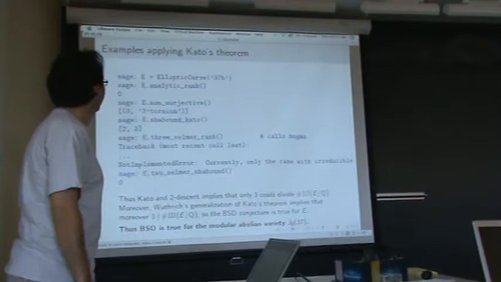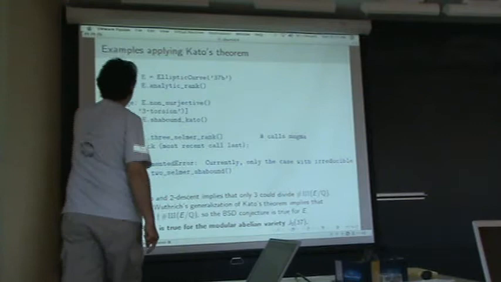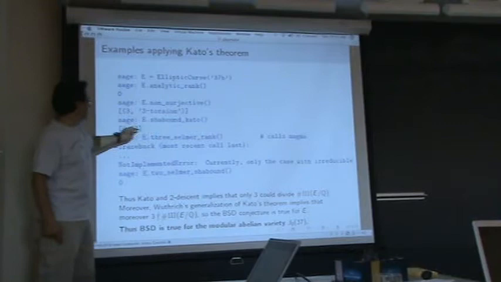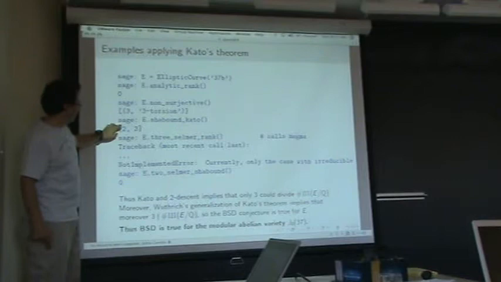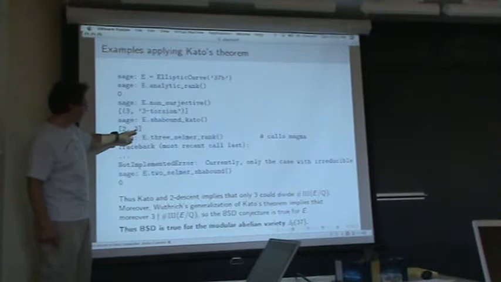Now let's take 37B, the other curve up to isogeny of conductor 37. It has analytic rank 0. It has rational 3 torsion. If you use Kato's theorem, it tells you that the only primes that could divide Sha are 2 and 3. You can quickly show that 2 doesn't divide the order of Sha using the 2-Selmer bound. You could try to compute the 3-Selmer rank.